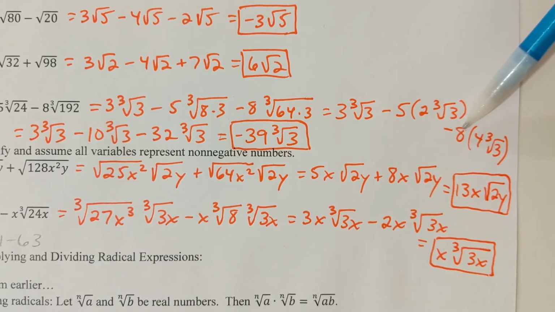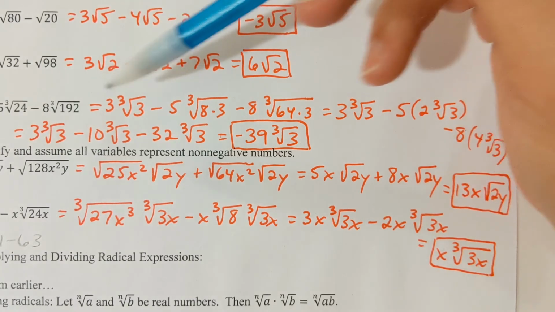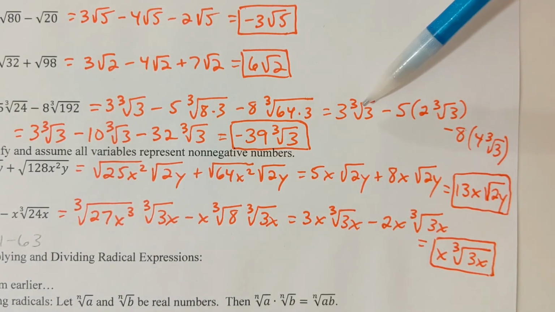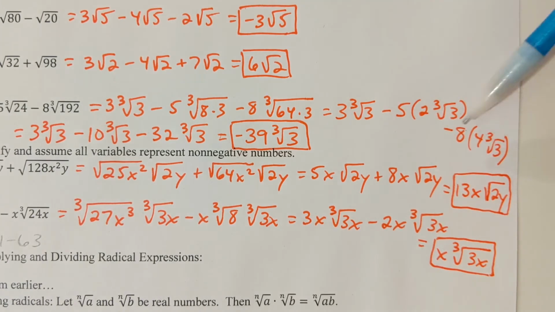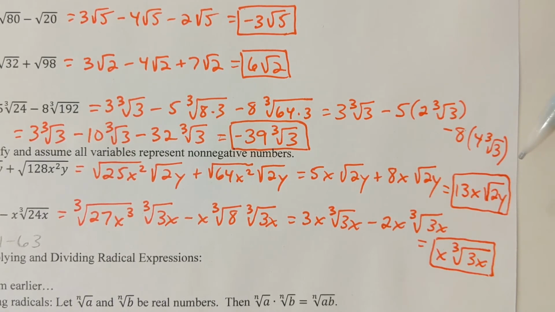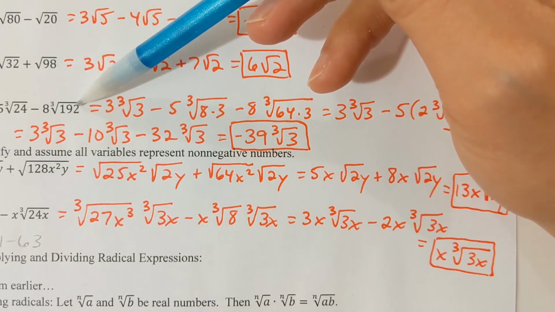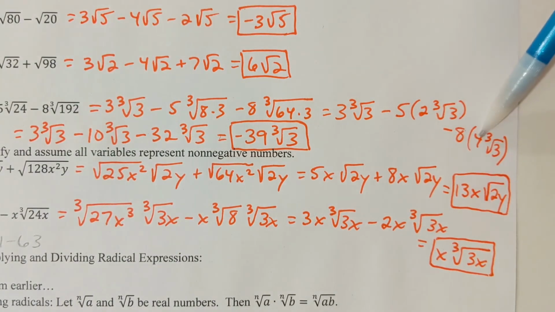Minus 8, I'll just leave the minus 8 there alone, times the cube root of 192. Well, now I've already got a cube root of 3 in these other two, so maybe I should be thinking I'm going to do something with a cube root of 3 so that I can get all three of these radicals to be like radicals. Well, 64 times 3 is 192. The cube root of 64 is 4. So 4 times the cube root of 3, that would be the simplified form of the cube root of 192.